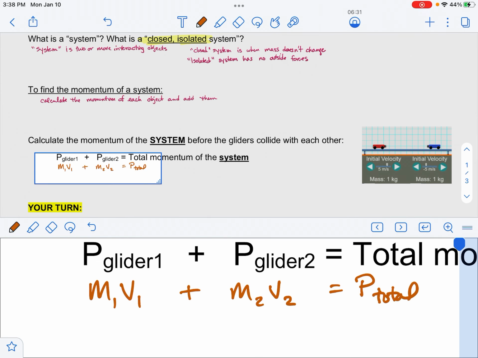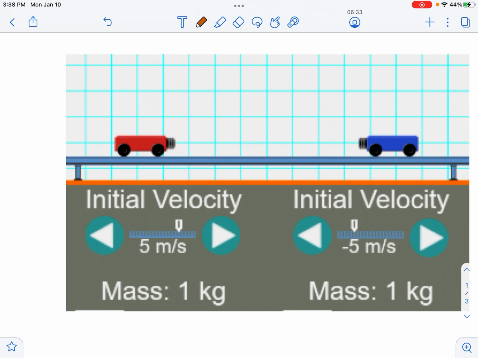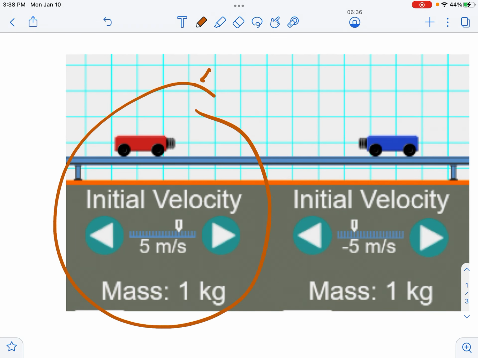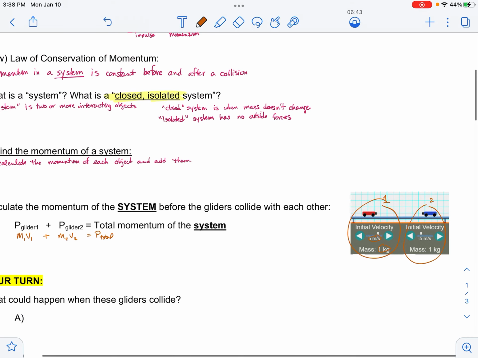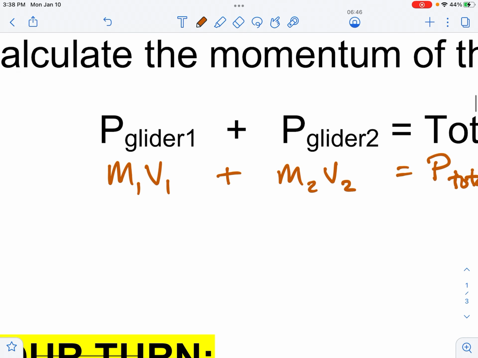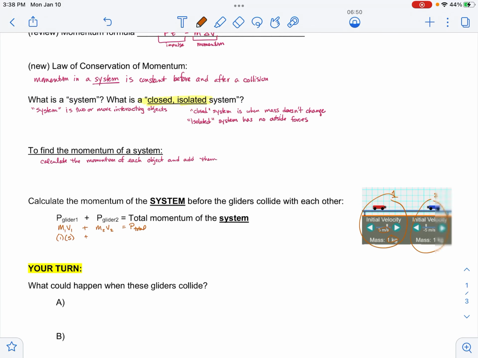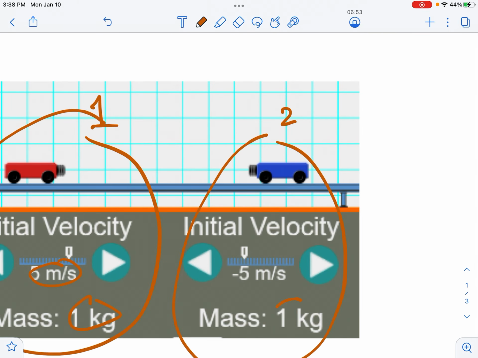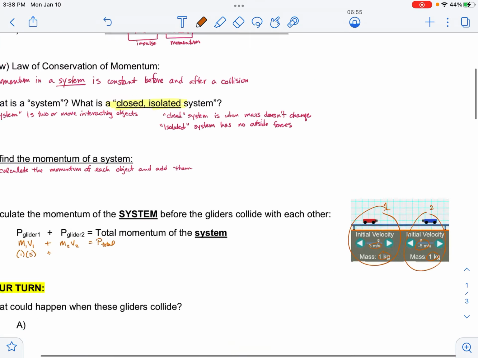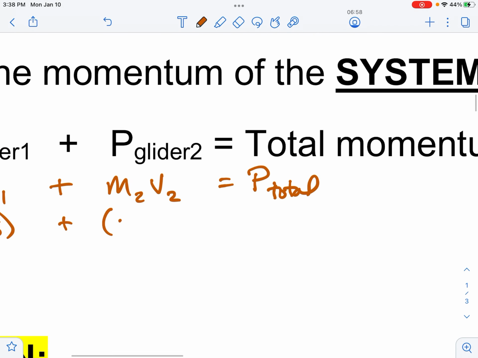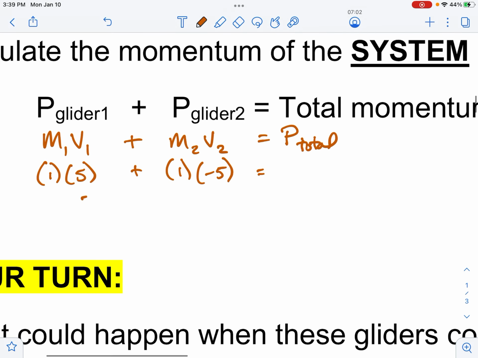All right, so we need to come over here and take a look. This is going to be glider 1, and this is going to be glider 2. I've got a mass of 1 kilogram and a velocity of 5 meters per second. So over here, I'm going to say mass is 1, velocity is 5. Now we're going to do the same thing for glider number 2. I've got a mass of 1 and a velocity of negative 5. So I've got 1 times negative 5. 1 times 5 is 5. 1 times negative 5 is negative 5.